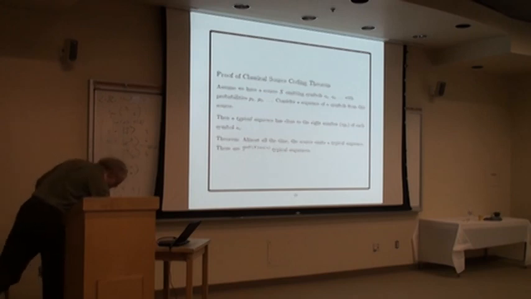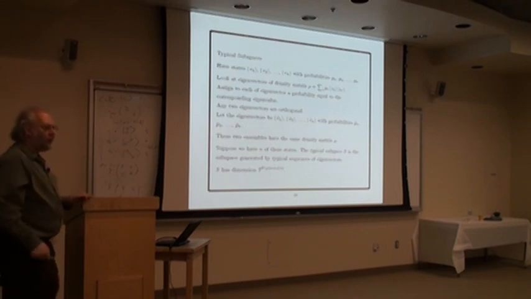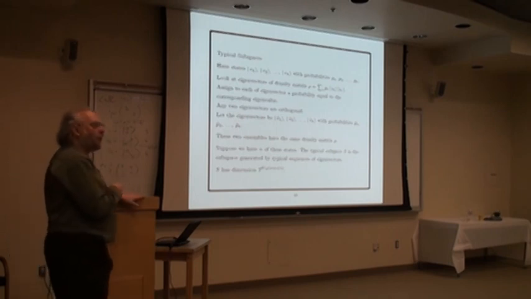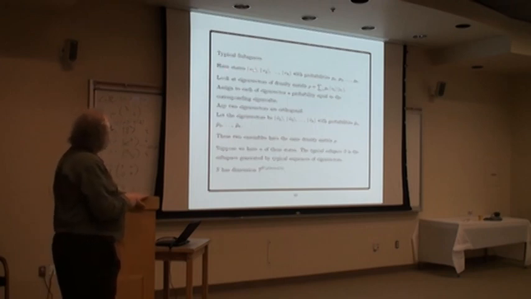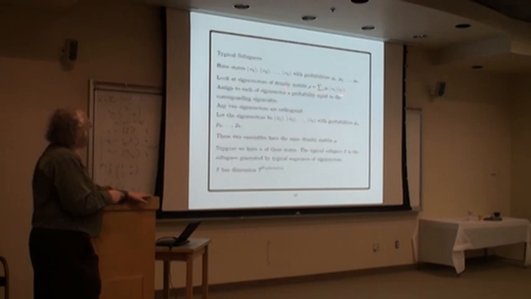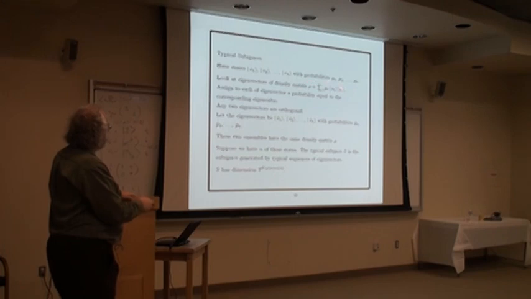So how do we do Schumacher compression? Well, what we're going to do is define a typical subspace. This is the most technical part of this talk. So once we're done going through this, I'm just going to start waving my hands a lot more. So you have states v1, v2, through vk, and the probabilities are p1, p2, through pk. And let's look at the eigenvectors of the density matrix rho, which is the summation of p sub i, v sub i, v sub i dagger. We want to compress it to n times the entropy of rho qubits.